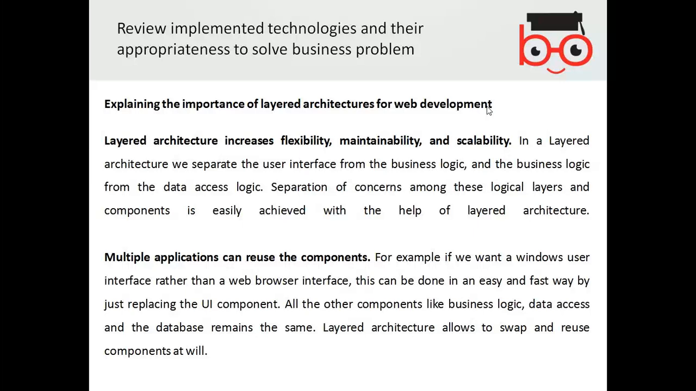You remember layers like the front end, the middle end, and the back end. The front end could be the browser, it could be the mobile application, it could be the form. The middle end can be the server, for example, any server like an Apache server or Java server, and the backend could be the database. So layered architecture increases flexibility, maintainability, and scalability.